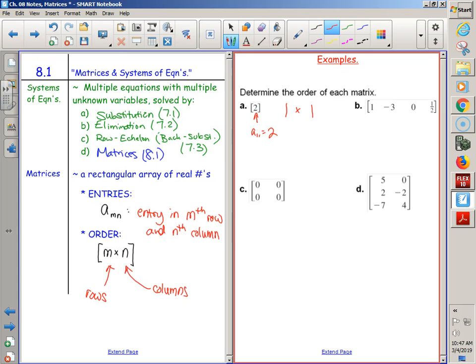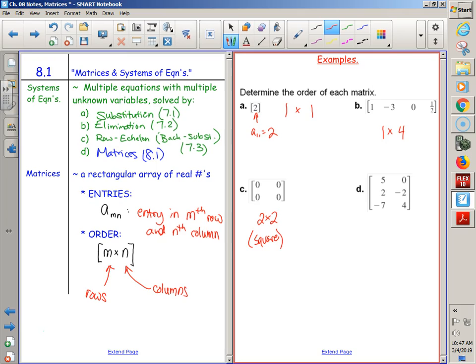Okay, what's this guy? 1 by 4. I could do A11, A12, A13, A14. Yeah? This guy's a little 2 by 2, and we could call him a square matrix because the rows and columns are the same.